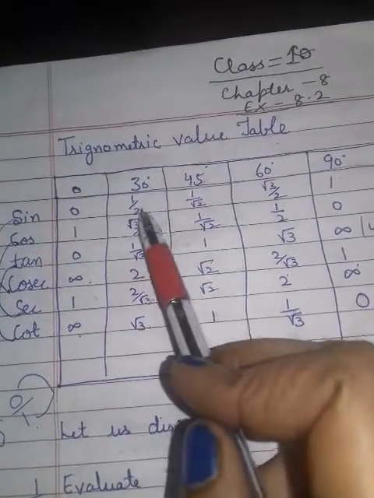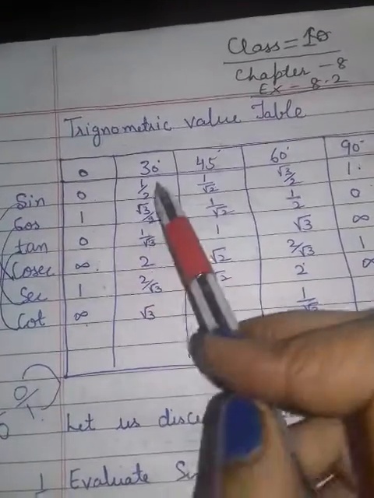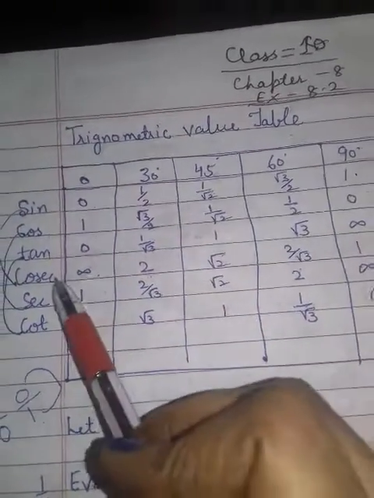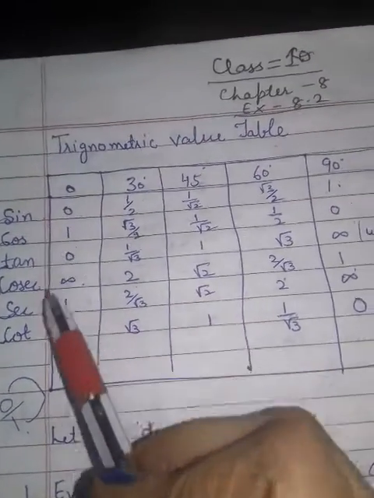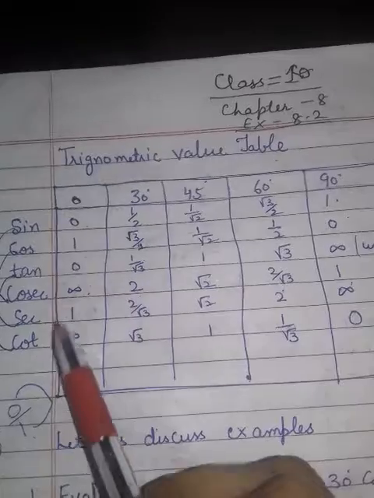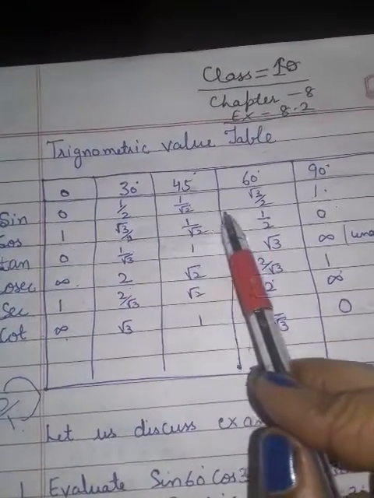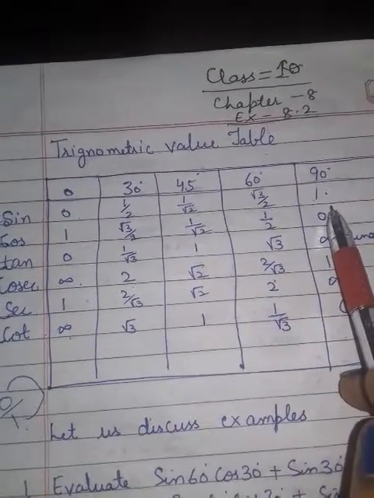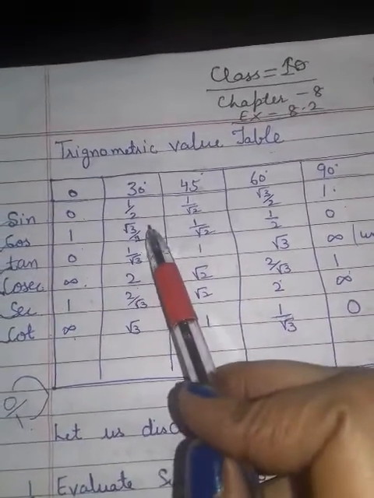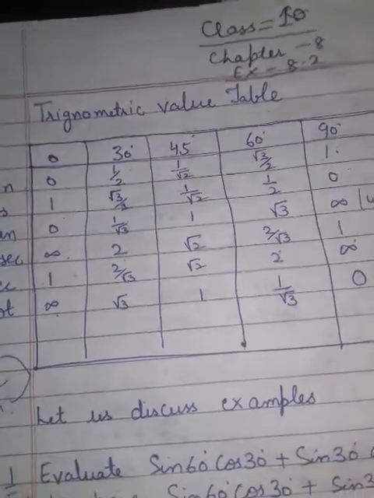You have to remember only sine. Cos I told you, tan you get by dividing them, cosecant by taking the reciprocal of sine, secant by the reciprocal of cos, and cot by the reciprocal of tan. You only have to remember the values of sine theta. I hope you are getting it: 0, 1 by 2, 1 by root 2, root 3 by 2 and 1.